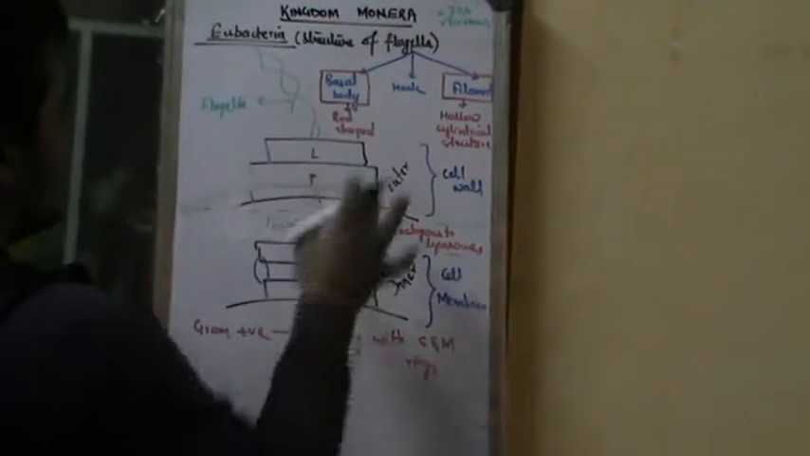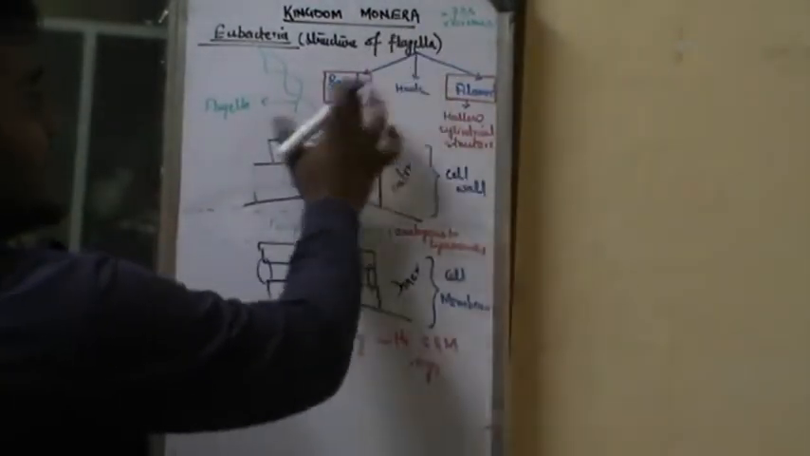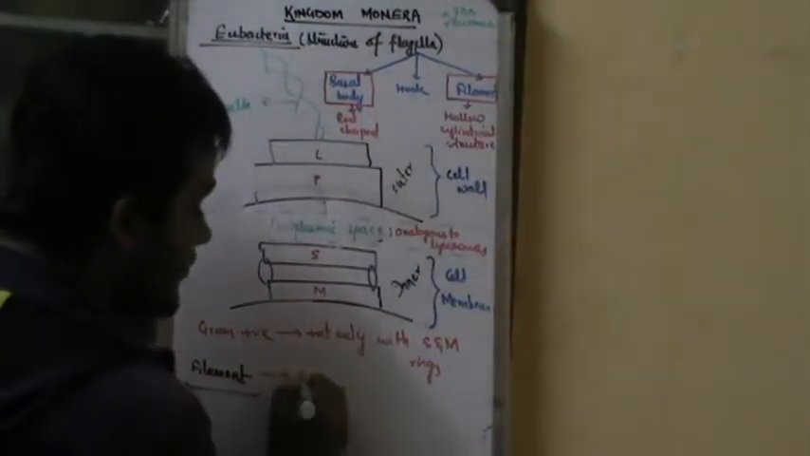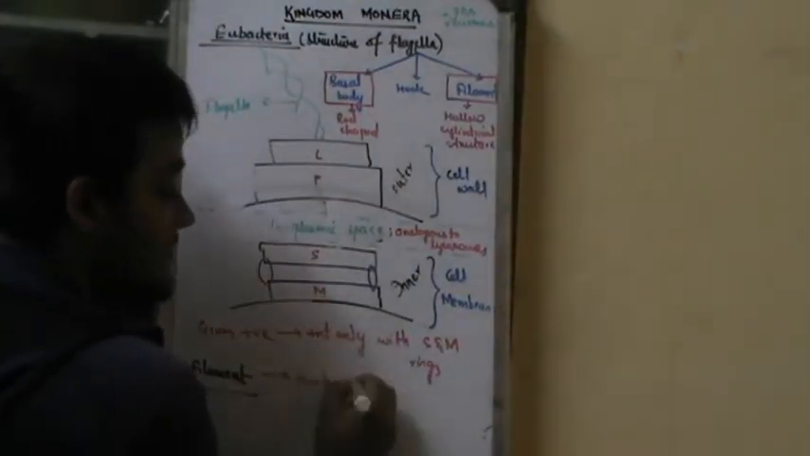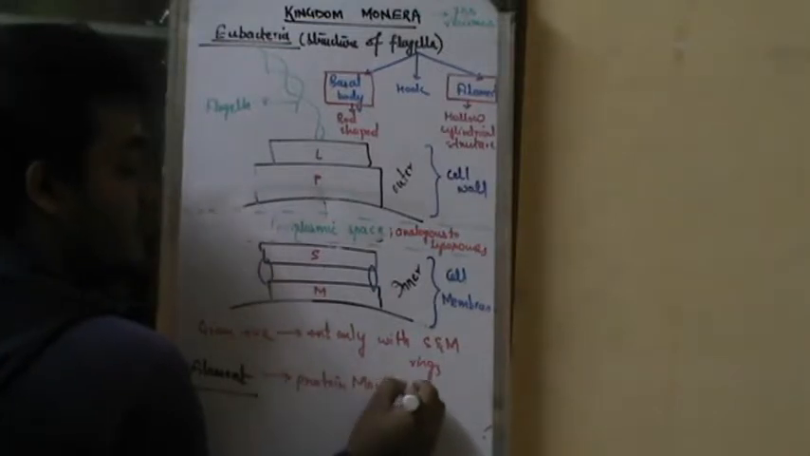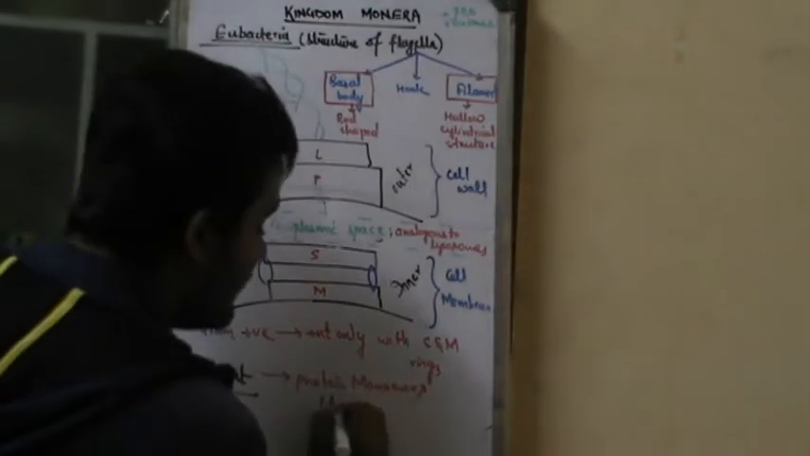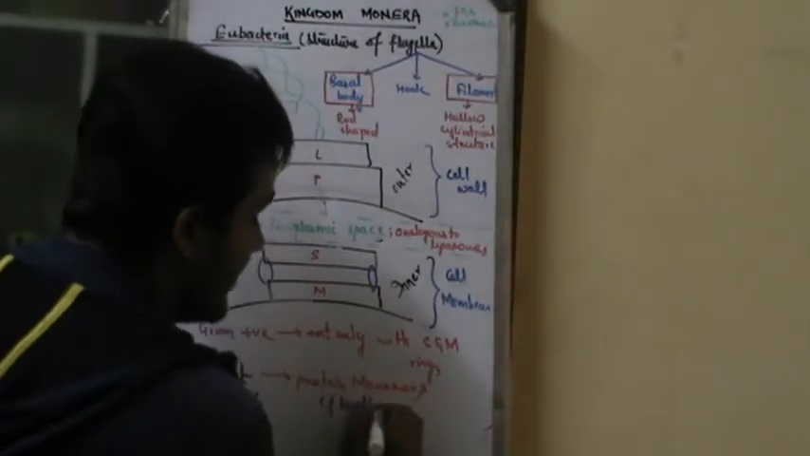Okay, so this first part is going to be the basal body. Hook: the function of the hook is to connect the basal body to the filament. Another thing you have to remember is the filament. I told you the structure of the filament is a hollow cylindrical structure. Always remember, this filament is made up of protein monomers, and these protein monomers are made up of flagellin protein. It's very important for you.